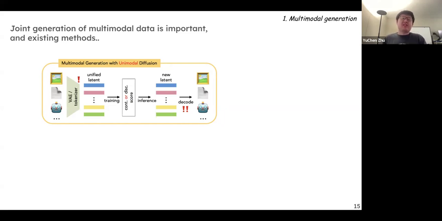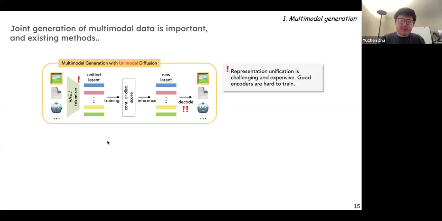And then on this state space of unified modality, people do build generative modeling algorithms to generate new latents, and they try to decode these latents back to the original modality to finish the generation task. But of course, this pipeline is complicated and has a lot of drawbacks.